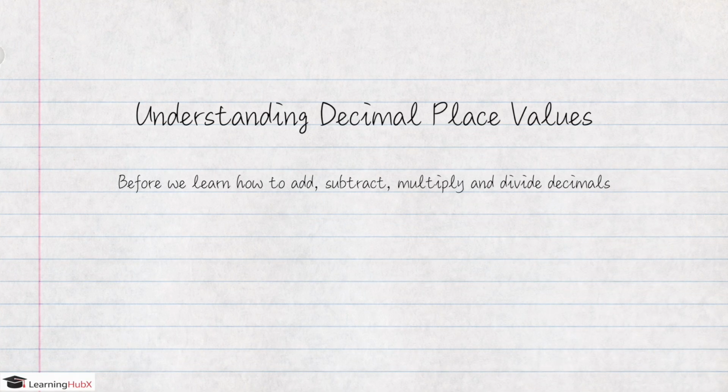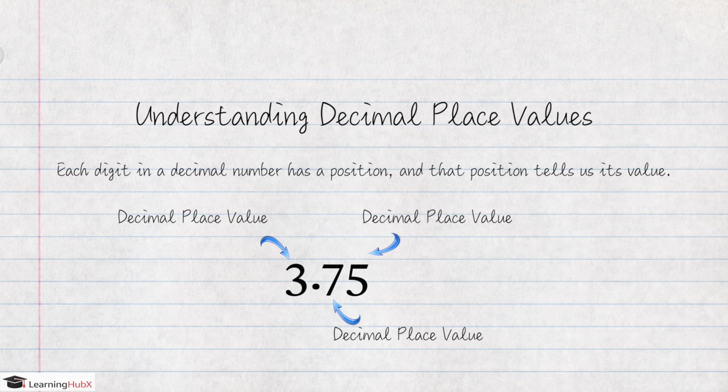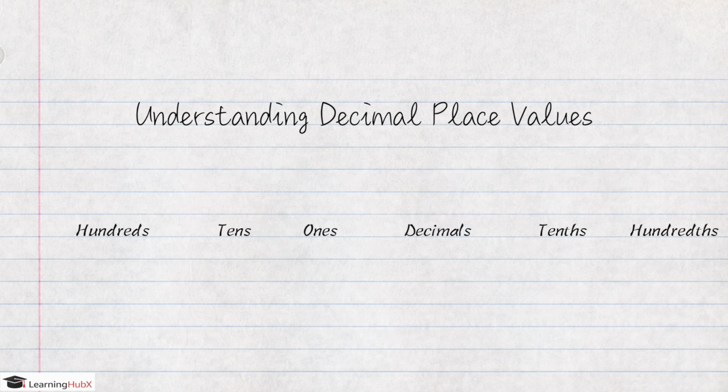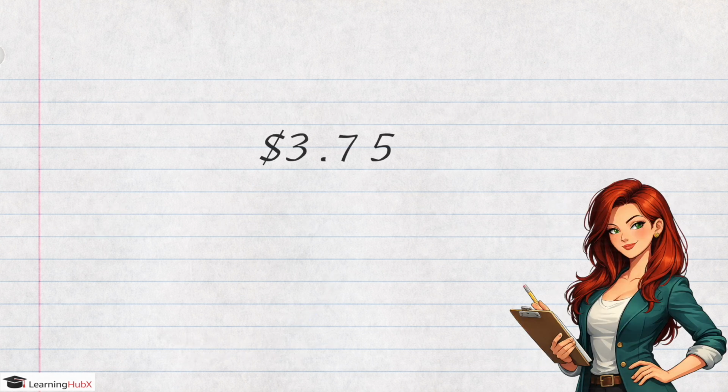Before we learn how to add, subtract, multiply, and divide decimals, we must first understand decimal place values. Each digit in a decimal number has a position, and that position tells us its value. Take the number 3.75 as an example. 3 is in the ones place, 7 is in the tenths place, 5 is in the hundredths place. Numbers to the left of the decimal point get 10 times bigger. Numbers to the right of the decimal point get 10 times smaller. So $3.75 means $3 plus 70 cents plus 5 cents.